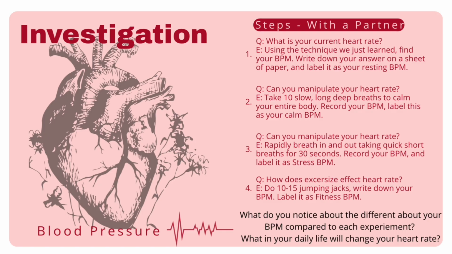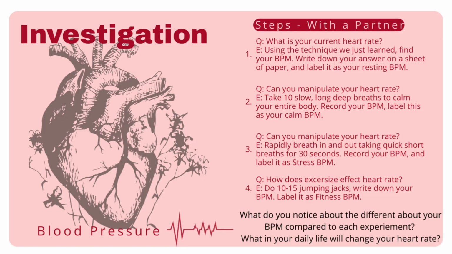So for the next trial, they can start manipulating the heart rate. For this one, take slow, deep, long breaths to calm your entire body. Record BPM and label this one as calm BPM. For my third trial, I would have them rapidly breathe in and out, taking quick, short breaths for about 30 seconds. They could do it longer or shorter, depending on who they are, just making sure that they're safe. And then they're going to record this BPM and label it as a stress BPM.